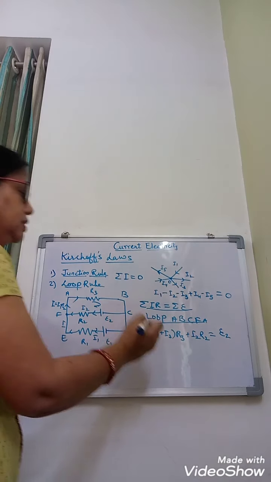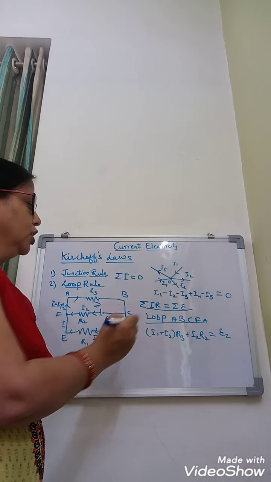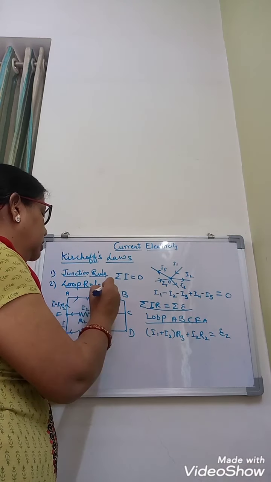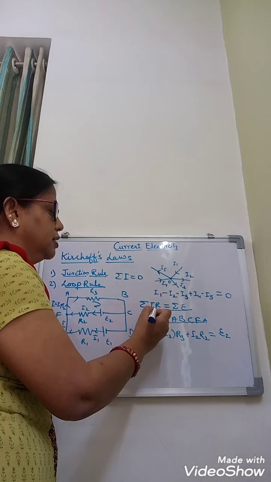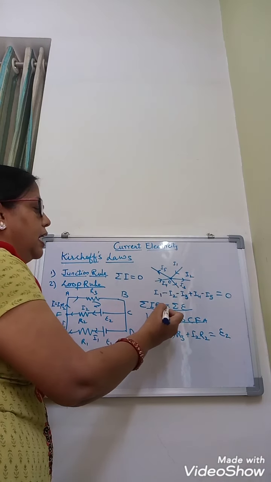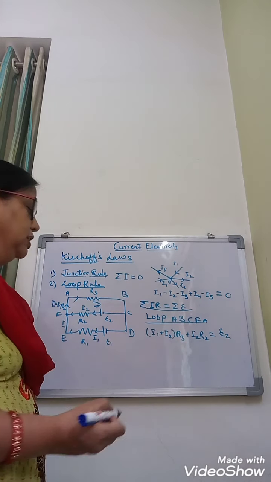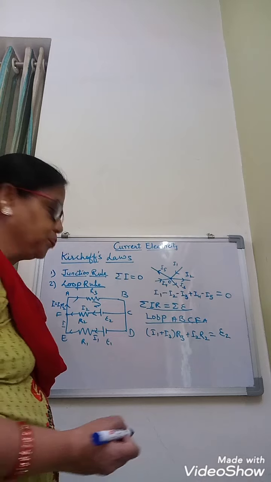So we have written this equation for the upper loop using Kirchhoff's loop rule. In Kirchhoff's loop rule, you have to take the algebraic sum of product of current and resistance, and it should be equal to the algebraic sum of EMF in that particular loop.